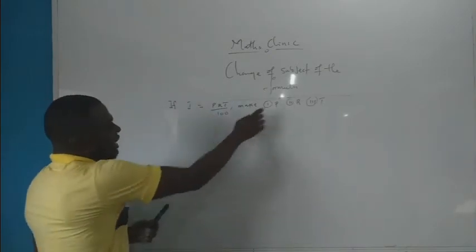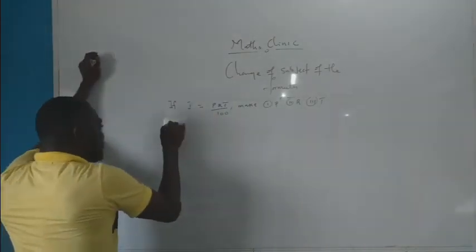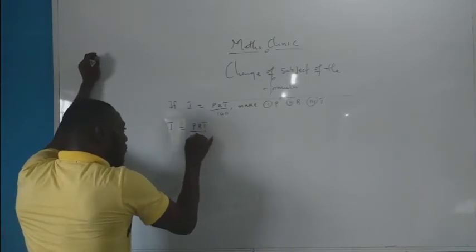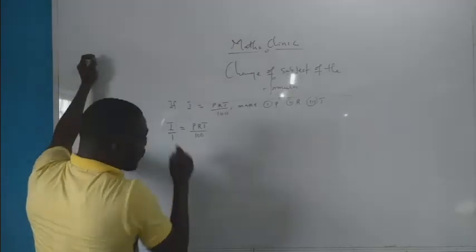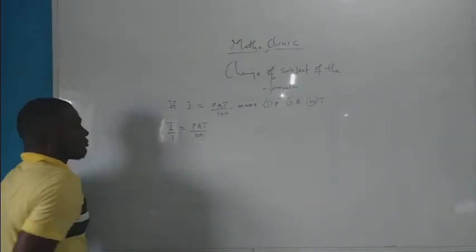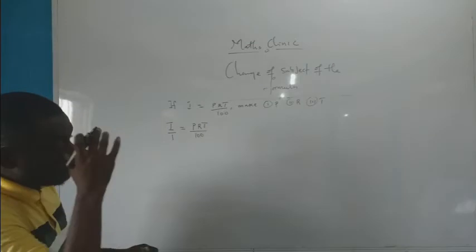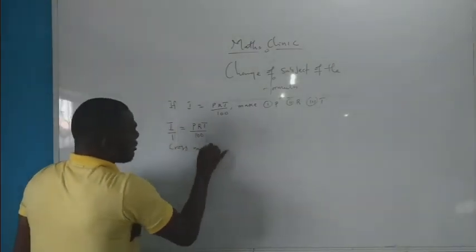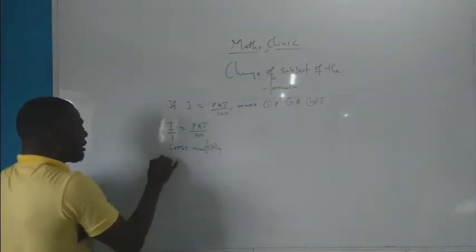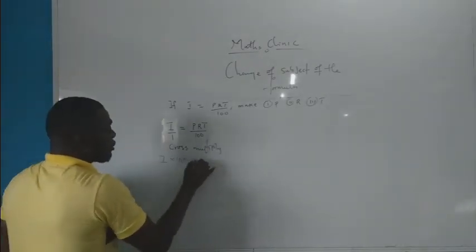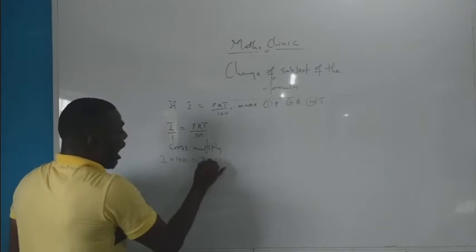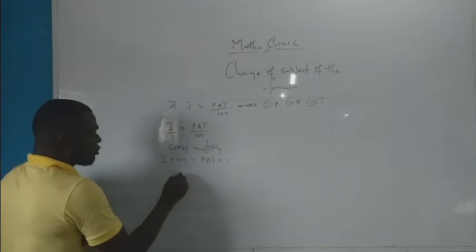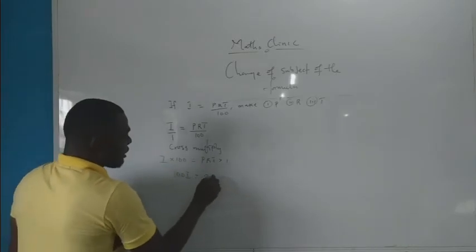So in order to make P the subject now, we have I equals to PRT upon 100. This is still the same thing as over 1. You write this in form of a fraction, having numerator and denominator. So you can cross multiply. If you cross multiply, this will be I times 100 equals to PRT times 1. And this will give us 100I equals to PRT.